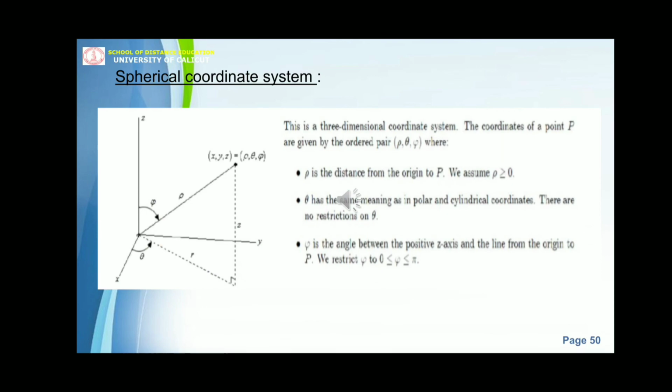Spherical coordinate system. In the spherical coordinate system, every point P is represented by the ordered tuple rho, theta, and phi, where rho is the distance from the origin to the point P. So rho is always greater than or equal to 0. Theta has the same meaning as in the polar and cylindrical coordinates, and theta has no restrictions. And phi is the angle between the positive z-axis and the line from the origin to the point P. And we restrict phi between 0 and pi.